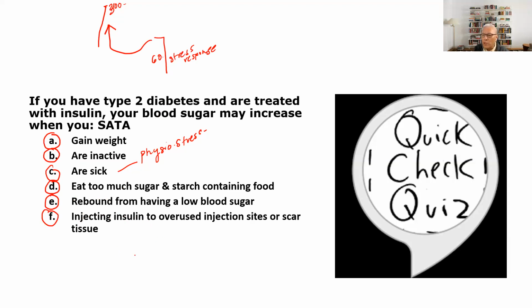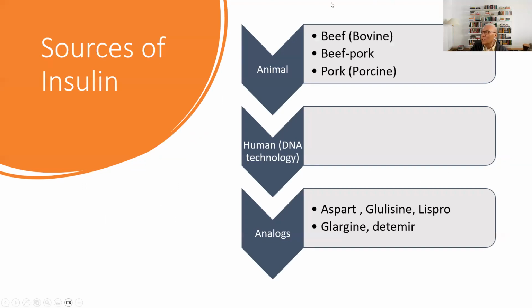When you have scar tissue, so let's say this is scar tissue, and you're injecting insulin, the absorption in this tissue is going to be very slow, and therefore it will increase your blood sugar because the insulin that you have given is not going to address the rise in blood sugar that is present. So all these are going to be correct. Okay, so now we go to the sources of insulin.